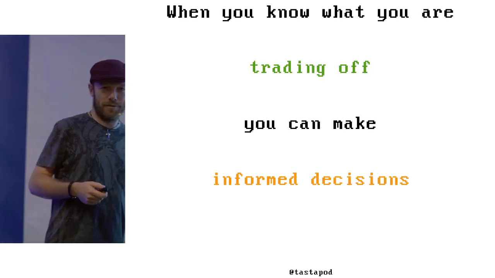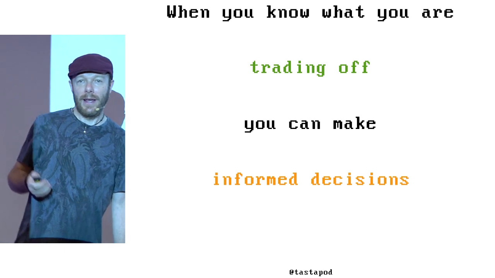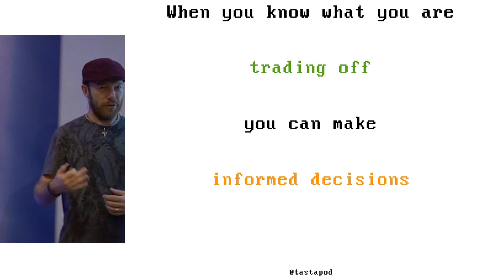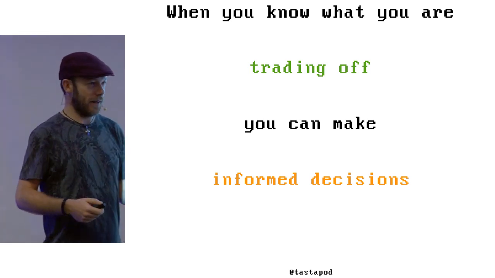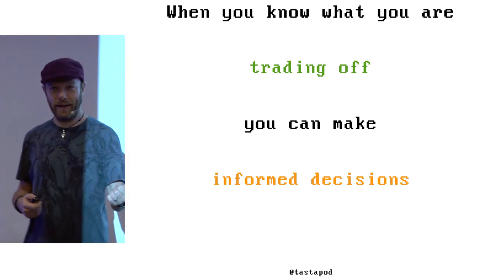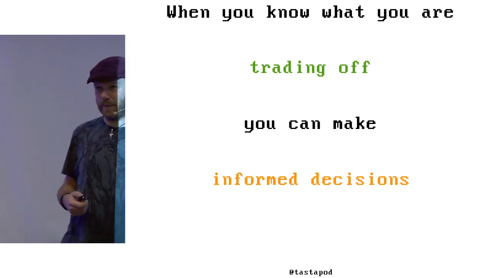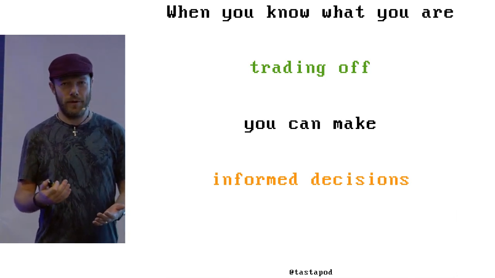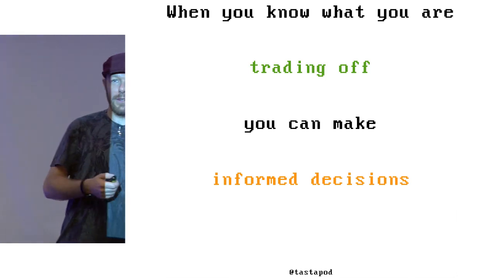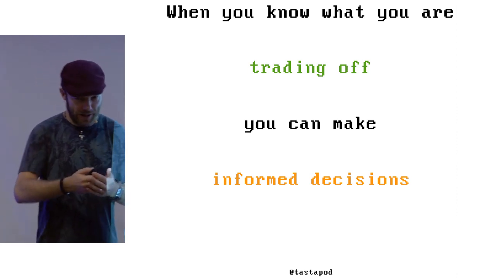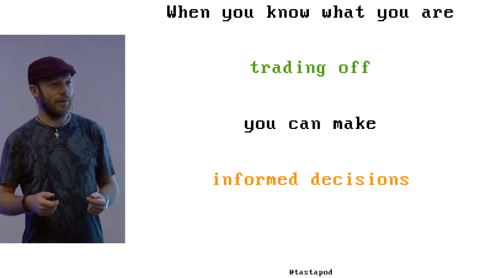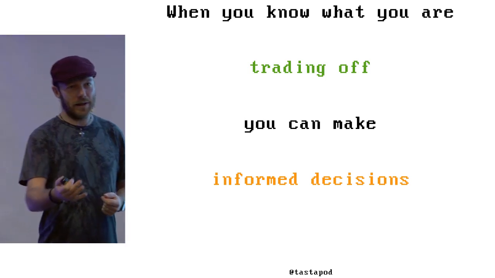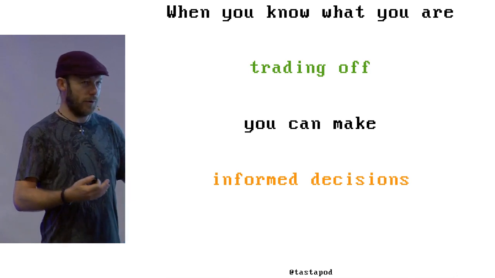When you know what you're trading off, you can make informed decisions. Every time you make a decision, you're making a trade-off. If you aren't aware that you're making a trade-off, you're still making one, but now you're making it unaware of the trade-off you're making. If you are aware, you can now understand what it is you're trading off. There are no best practices. There is no right thing to do. There is only ever a portfolio of options of things you can do and choices you can make. And as you're making those choices, be aware that you're saying no to other choices.